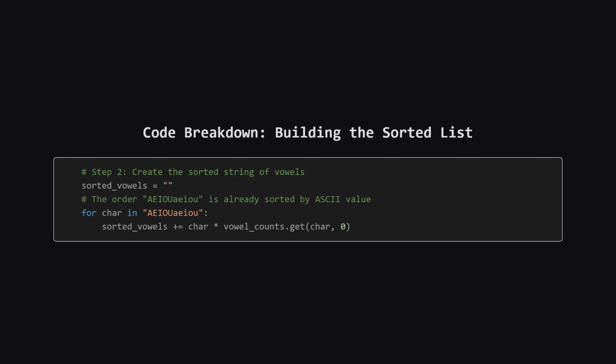We create a special string, AEIOU, which already has the vowels in perfect ASCII order. We loop through this string. For each vowel like A, we look up its count in our map and add that many A's to our sorted vowels string. Then we do the same for E, and so on. This automatically creates the correctly sorted sequence of all the vowels from the original string.